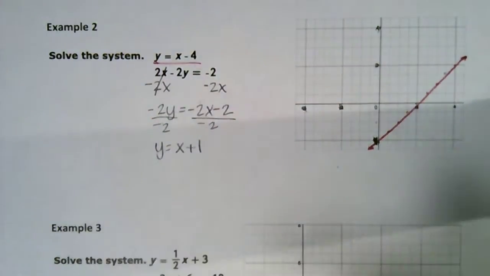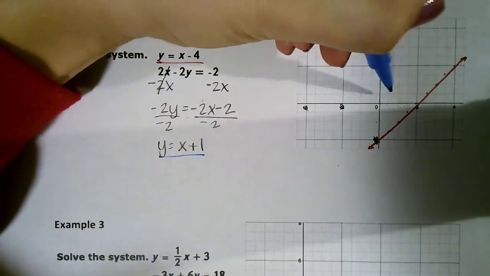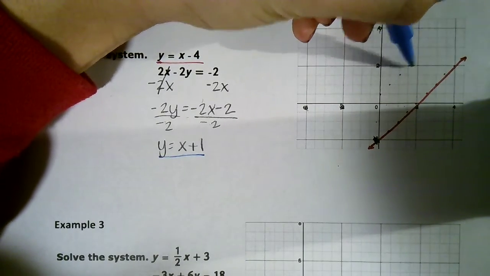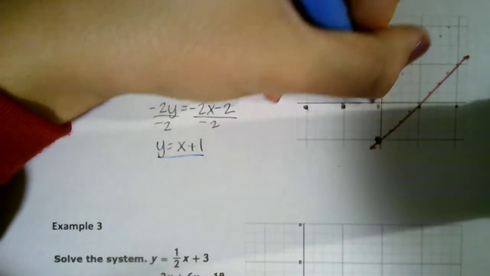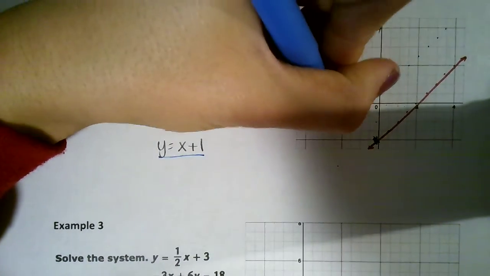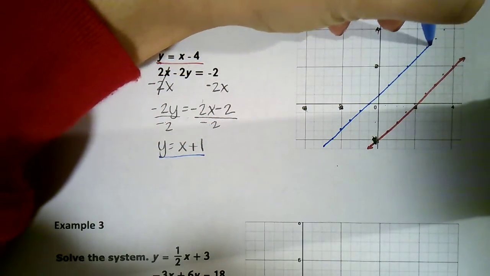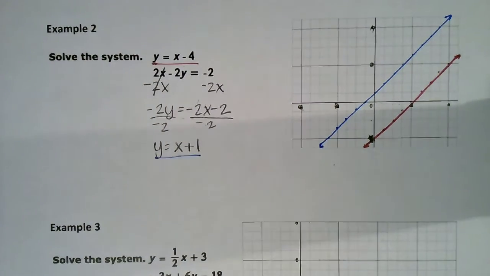Okay, and then our other equation, y is equal to x plus 1, so our y-intercept is 1. We start there, and we go up 1 over 1, up 1 over 1, up 1 over 1. And we could go down 1, left 1 as well. So there's my two lines.